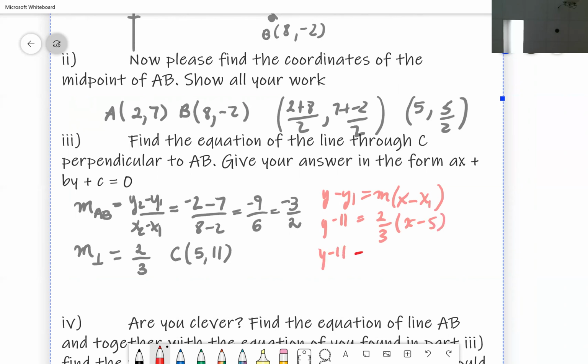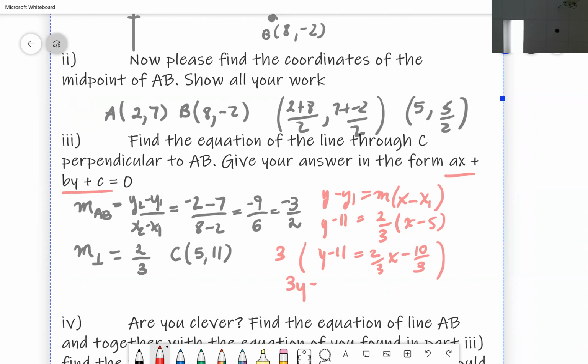y minus 11 equals 2/3 x minus 10/3. And so it looks ugly. I'm going to go ahead and multiply everything by 3 right now, because I can just add the 11 over, and then do 10/3 plus 11. But they want it in this form anyway, right? It's up to you, but they want it in that ax plus by plus c form. So let me just get rid of the denominators right now. It's up to you. This is what I would do. I would just go ahead and multiply everything by 3.